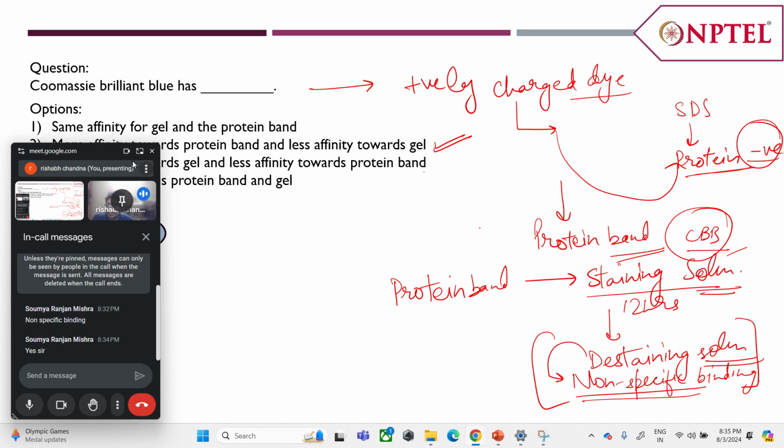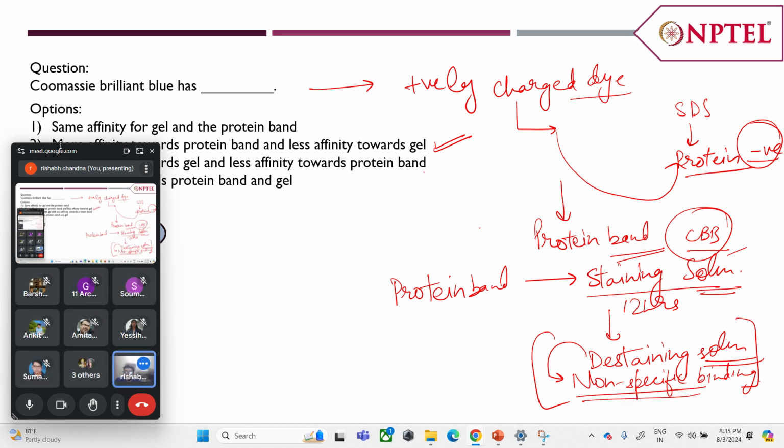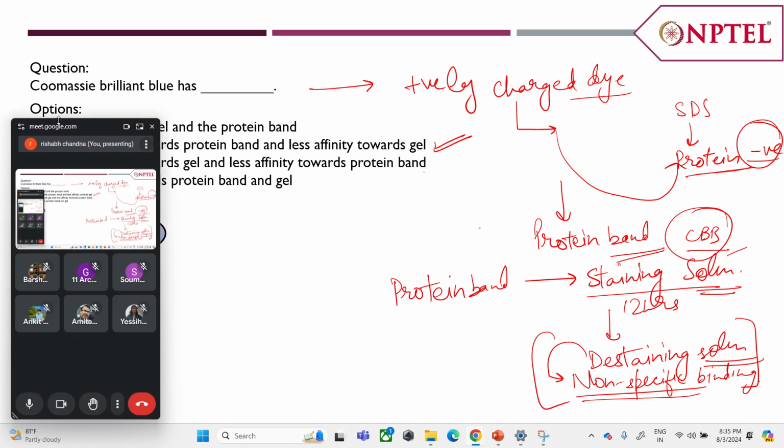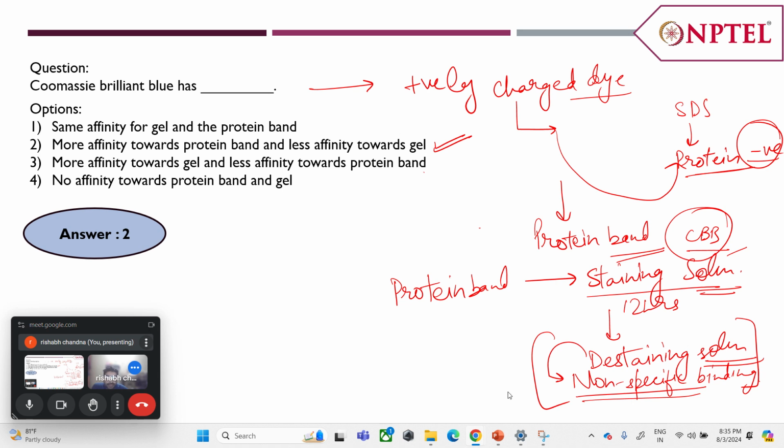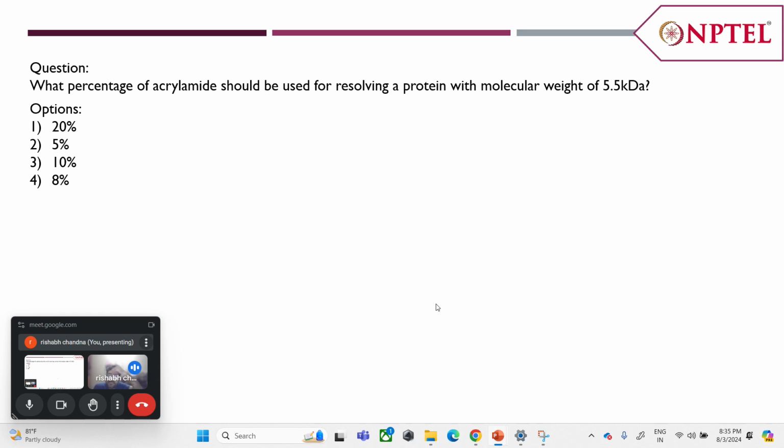Okay, so now move on to the next question. What percentage of acrylamide should be used for resolving a protein with a molecular weight of 5.5 kilodalton? It is 20%, 5%, 10%, or 8%. Can anybody guess?